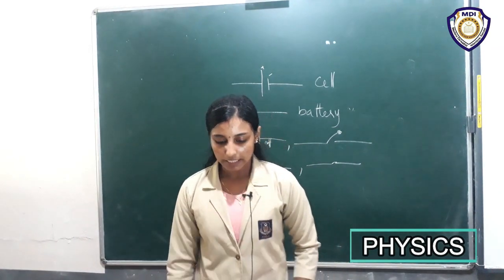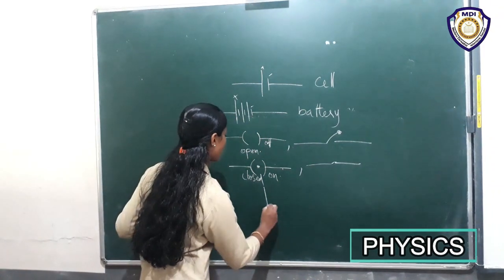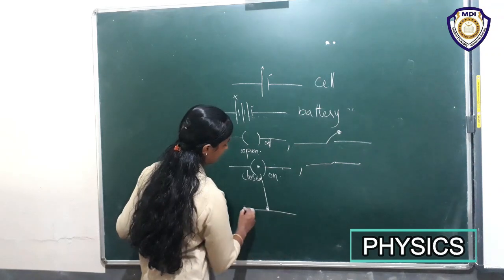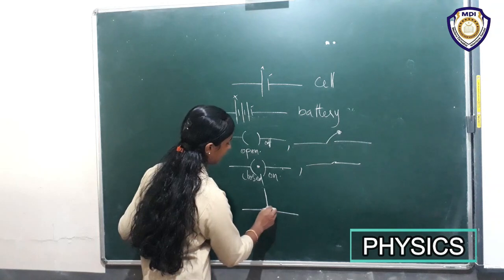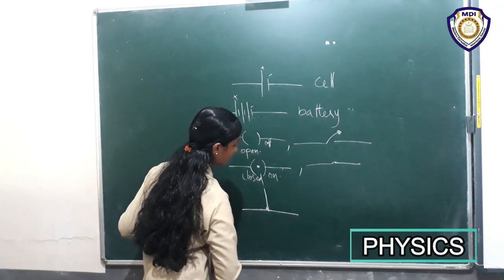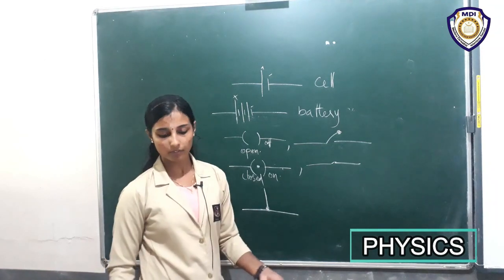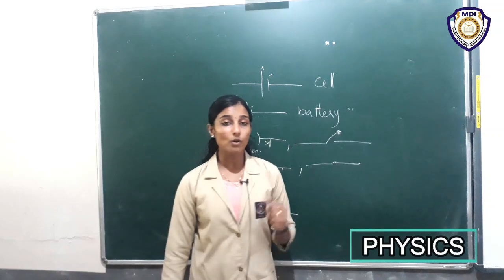What is next? A wire joint. How can we represent a wire joint? This is the conducting wire, and another wire from here comes to here and joins it, right? So this is a connecting wire.